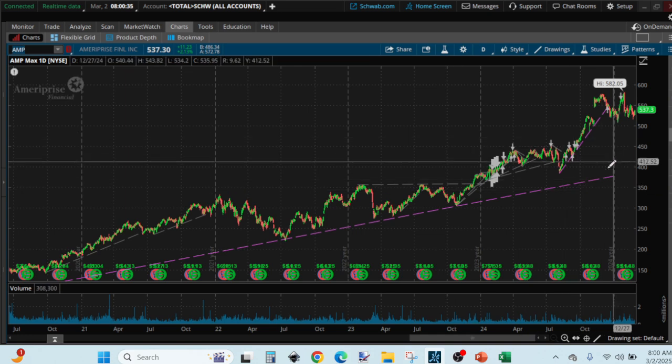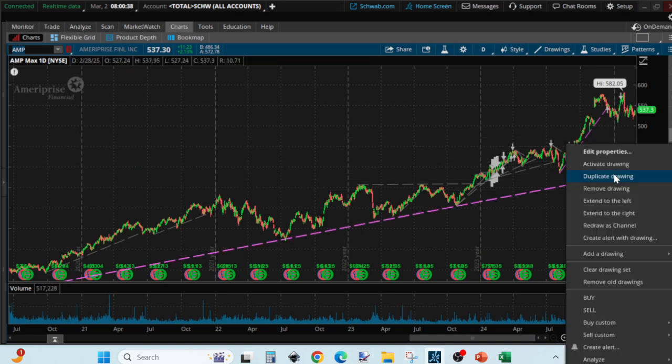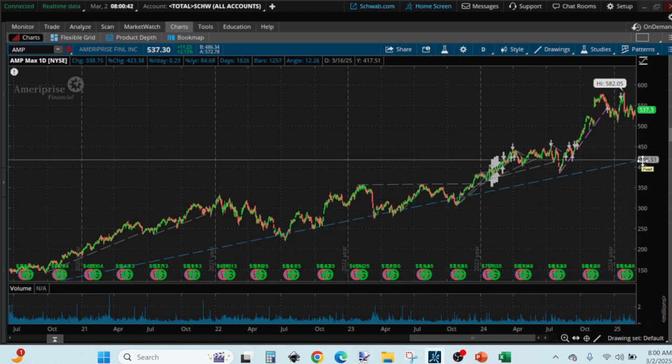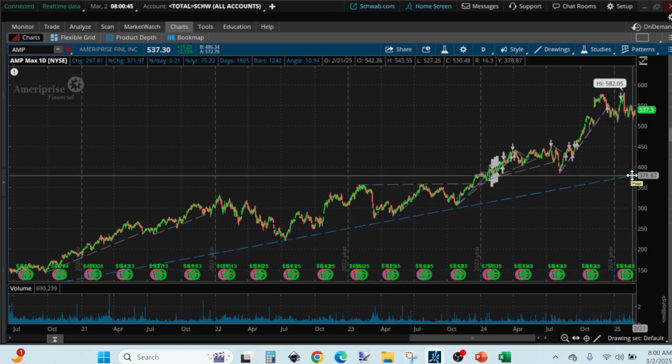AMP. See if we can extend this a little bit, just keeping it at the lows.